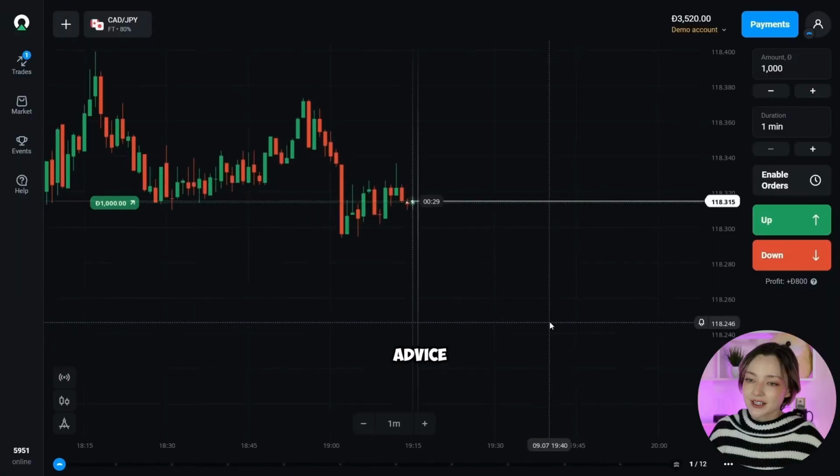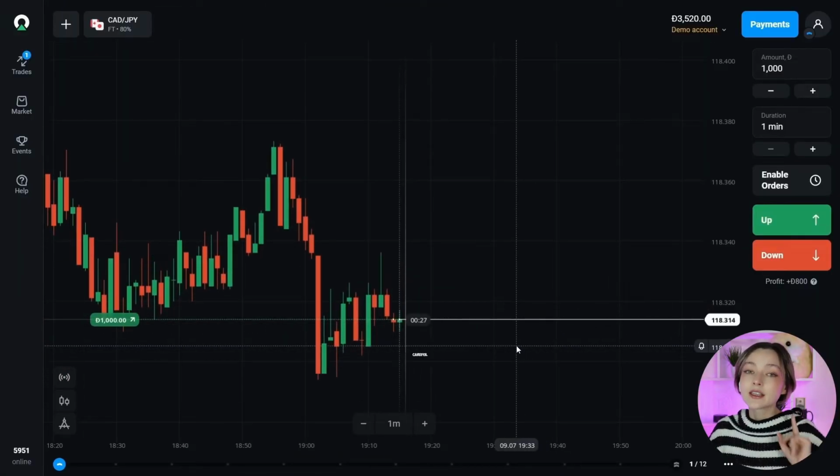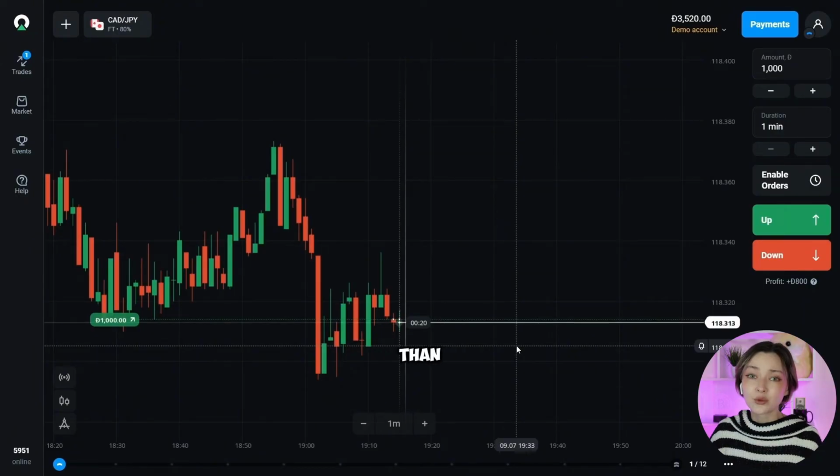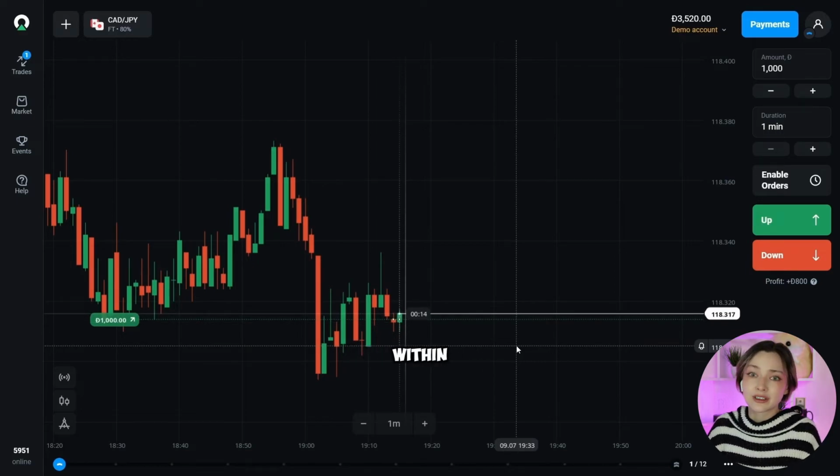The second piece of advice for you guys is pay careful attention to which currency pair you choose. I have personally faced the struggle more than once when I analyzed one currency pair at TradingView, but somehow accidentally placed my trade within another one.